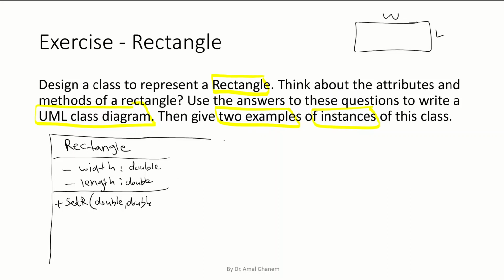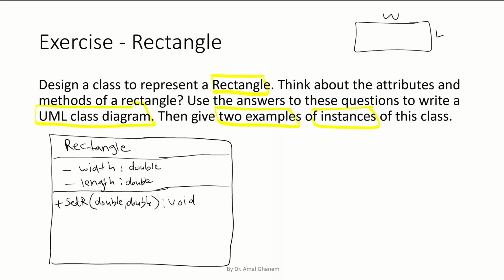Because the set method will return nothing, so I will just say colon and void. If I have this rectangle, I need some way to return the value of the width and to return the value of the length. So I will say plus getWidth, let's call it getW, plus getL for get length. Both of them will take no parameter, but each one of them separately will return double. So one should have a double value, and the other one should have a double value as well.